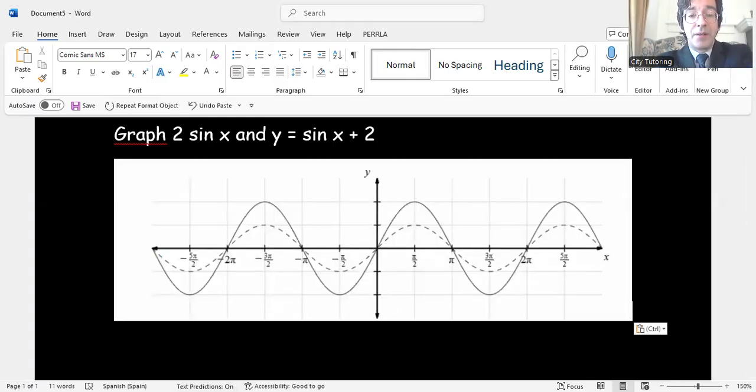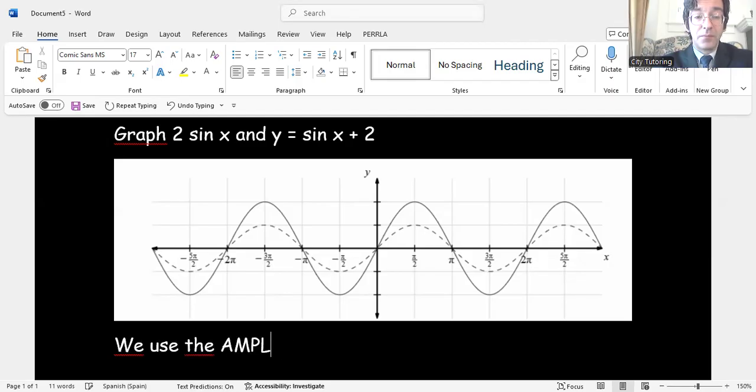All right, you see here what happened, right? The solid line is 2 sine of x, and the dashed is sine of x. The only difference between the graph of y equals 2 sine of x and the graph of y equals sine of x is the vertical scale. The first vocabulary you're going to learn is the amplitude. We use the amplitude as a measure of the vertical scale.